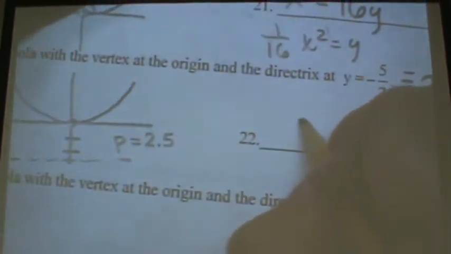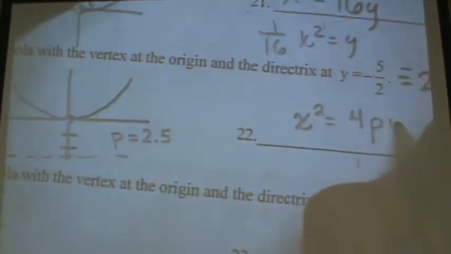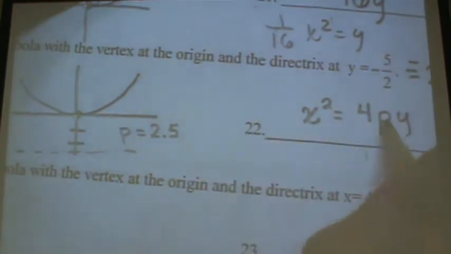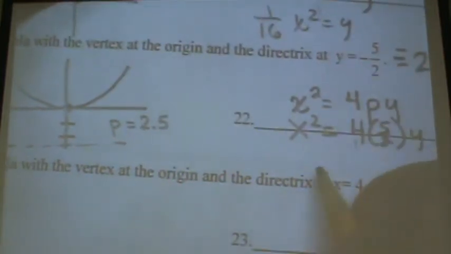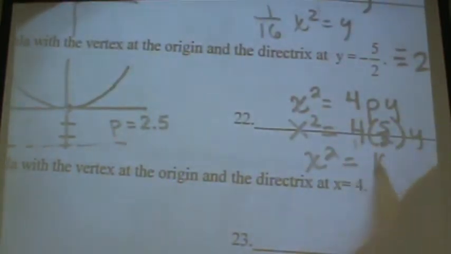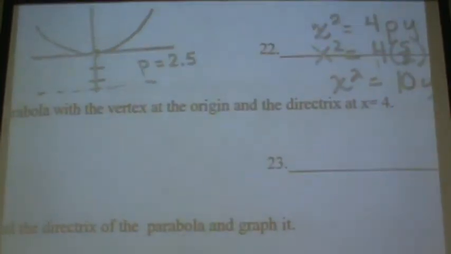So you should have x squared equals 4py. And if you put 2.5 in here, or 5/2, and simplify it, you get x squared equals 10y. Not negative. I think you guys have -10.